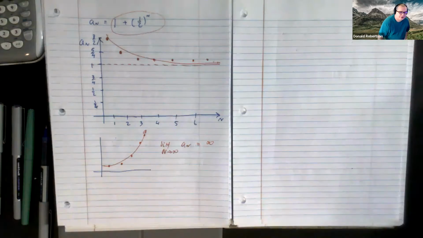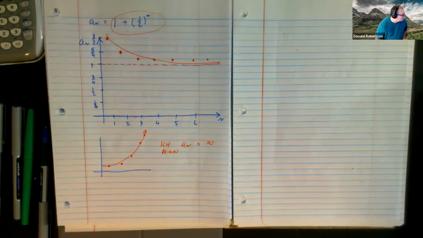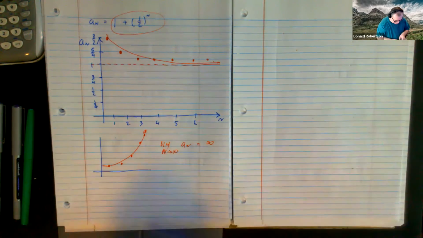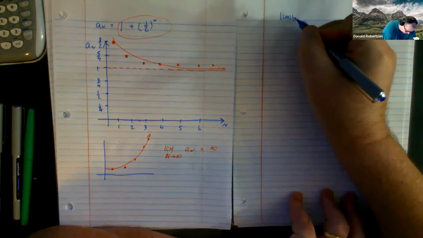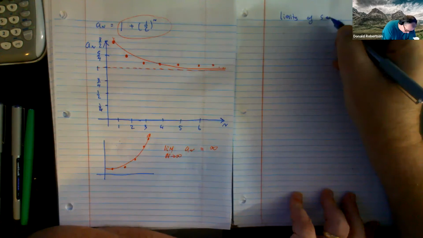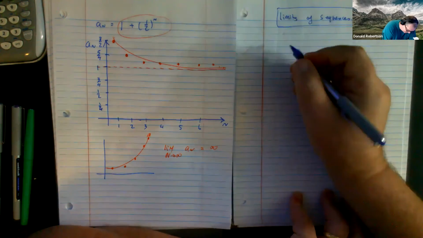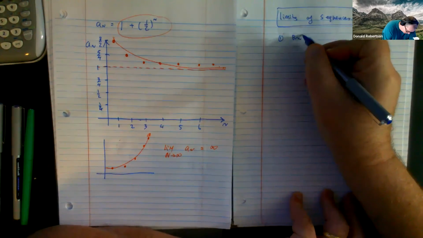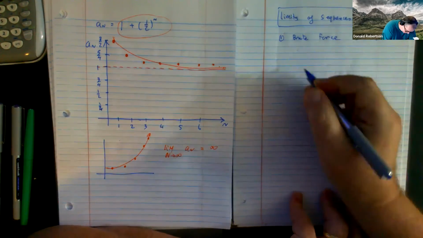So you can decide whether a sequence is converging or not by looking at its table of values and seeing if you detect any kind of convergence or divergence. So let's return to what we did yesterday, and look at how to find limits of sequences. We can do brute force. Nothing wrong with brute force, right? Basically make n infinity and see what you get.